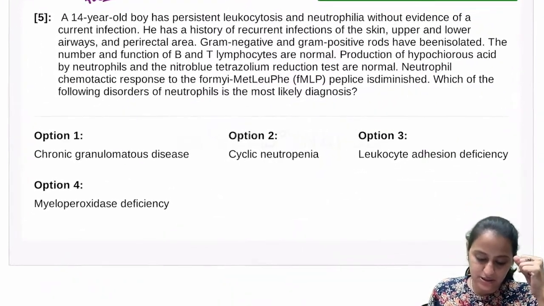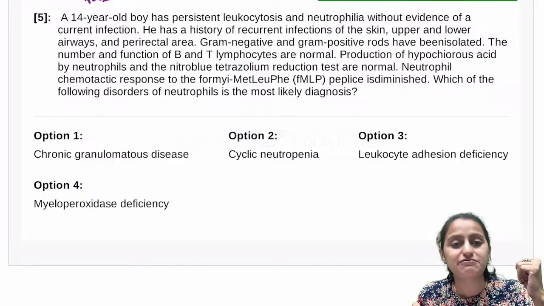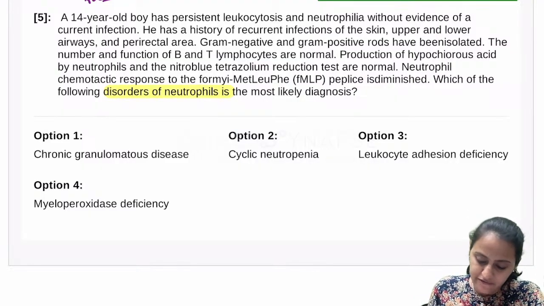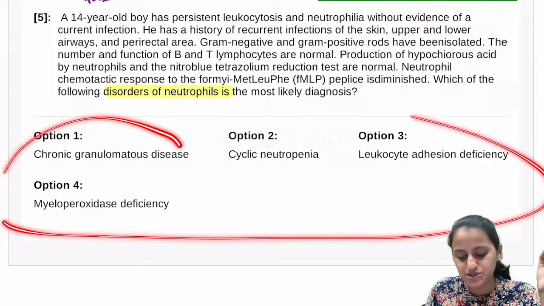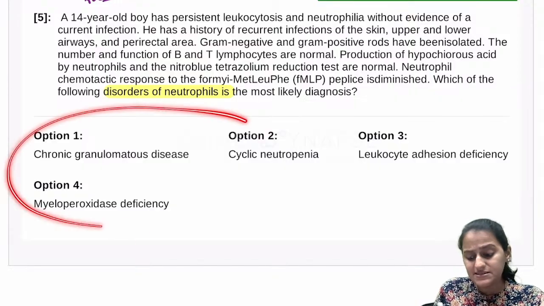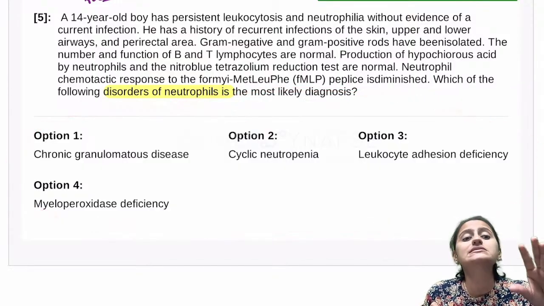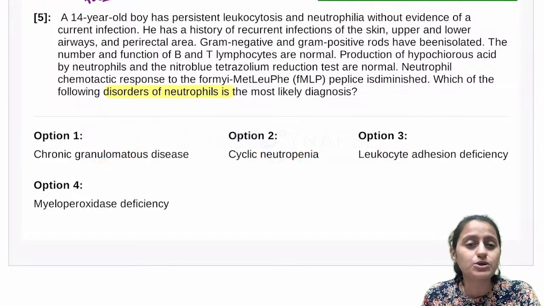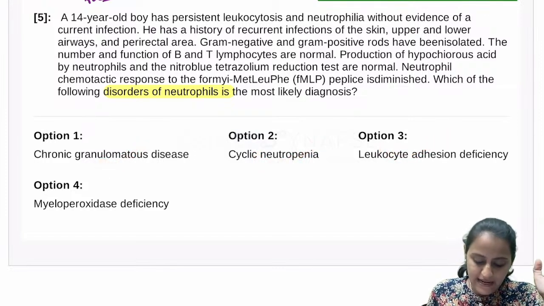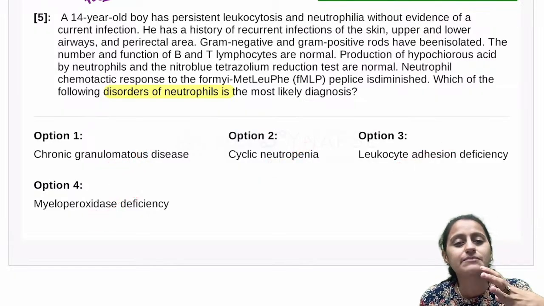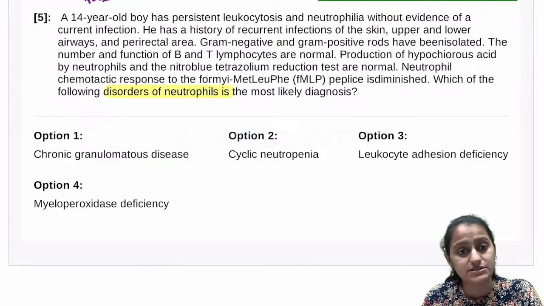Going on to the last question of the fast five for today. So the question is, which of the following disorders of neutrophils? You can look at the options. Remember, in exams and GTs, whenever you are given a question, the first thing that you should look at is the options, because that is what helps you understand what subject, what topic the question is from. So when I see CGD, neutropenia, LAD, myeloperoxidase, I know this is something related to immunodeficiency disorders.